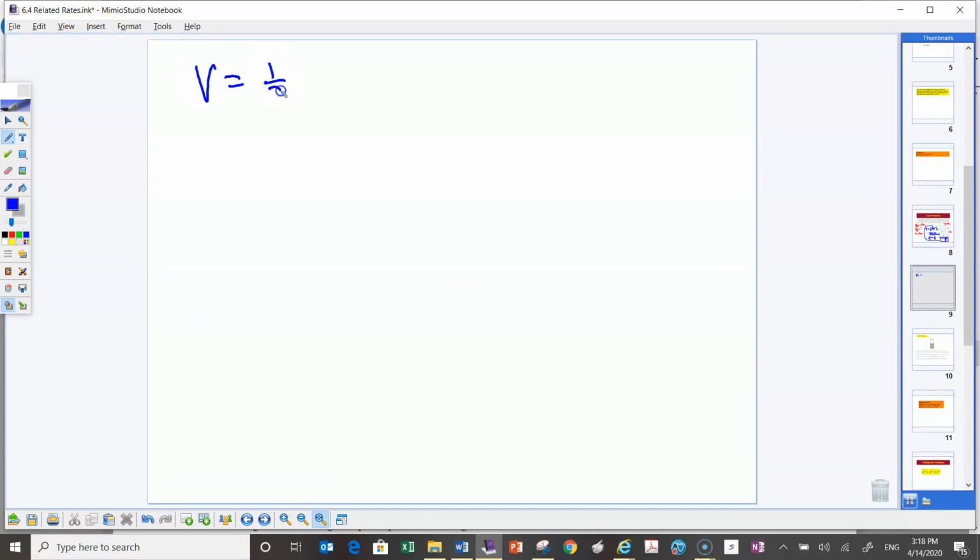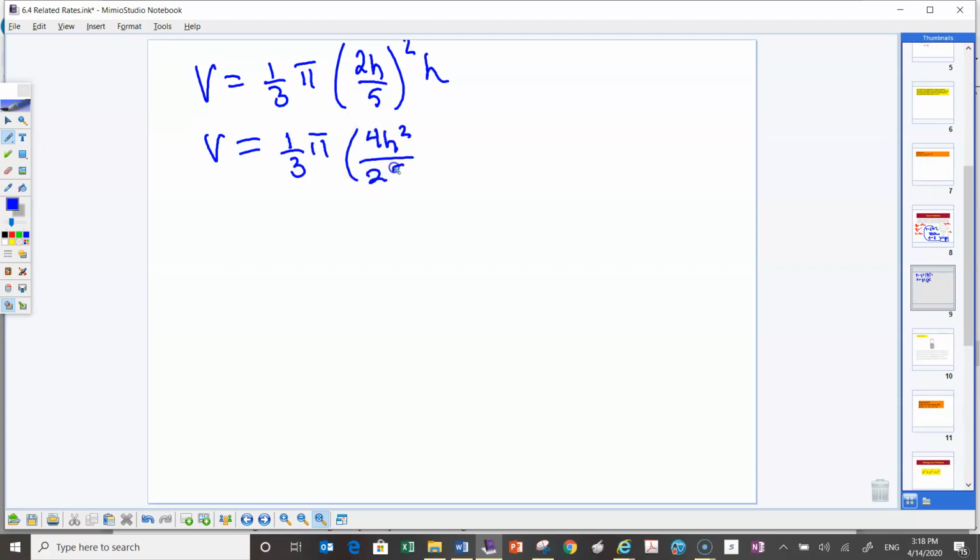So volume is 1/3 pi. In place of r, it's 2h/5, and it's squared, times h. So now we have to square our fraction. So this is 4h squared over 25 times h. And if I clean this up, multiplying all the numerators, I get 4 pi h cubed. And multiplying the denominators, I get 75. So now I have the volume of this particular cone just in terms of h.